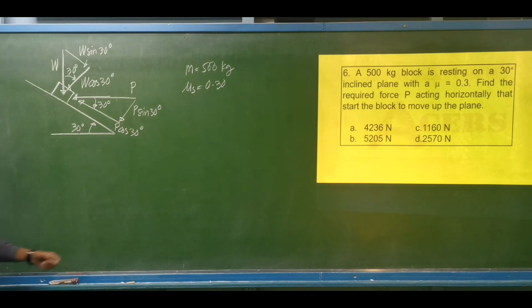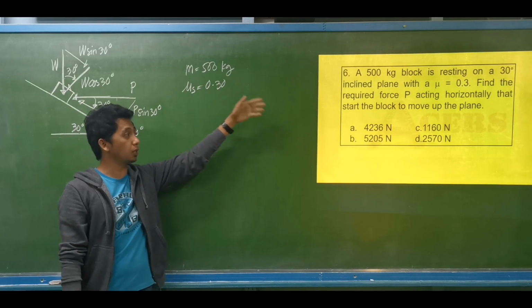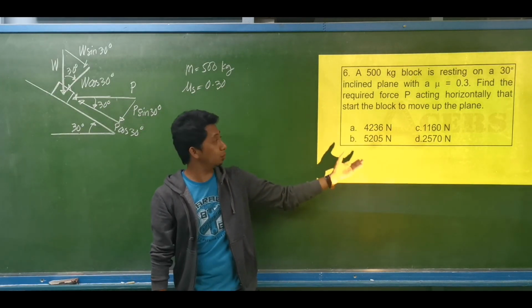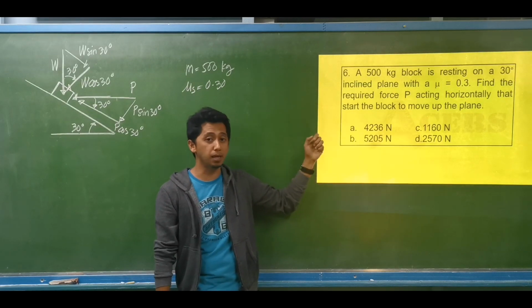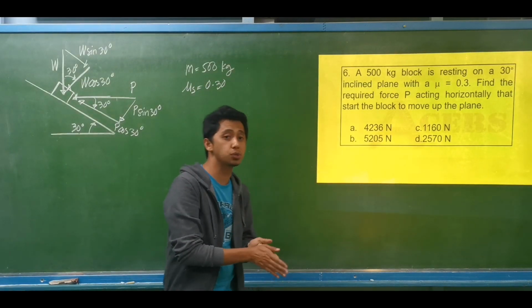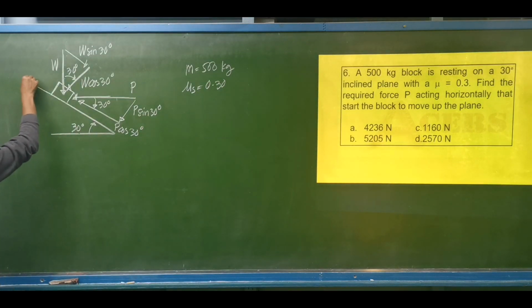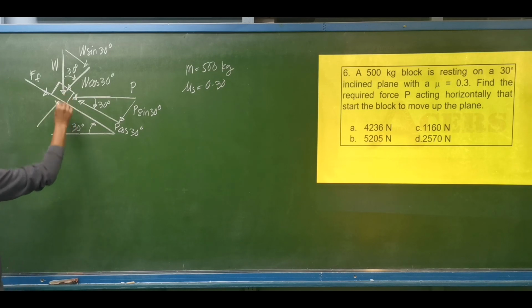So since we have a coefficient of static friction, we are to consider frictional force. According to the problem, the block will start to move up the plane. So take note that friction will oppose motion, which means the direction of the frictional force should be downward. So this is our frictional force, its direction is downward. And lastly, our normal force.